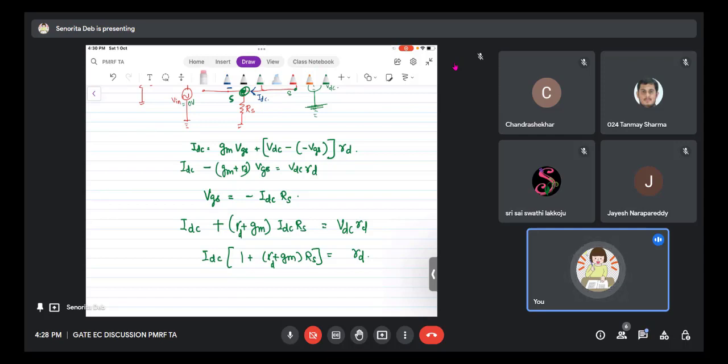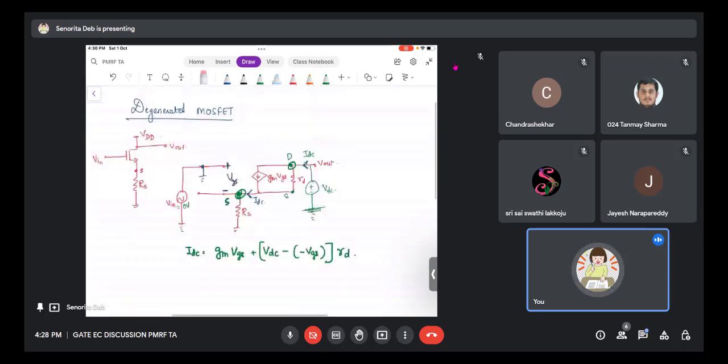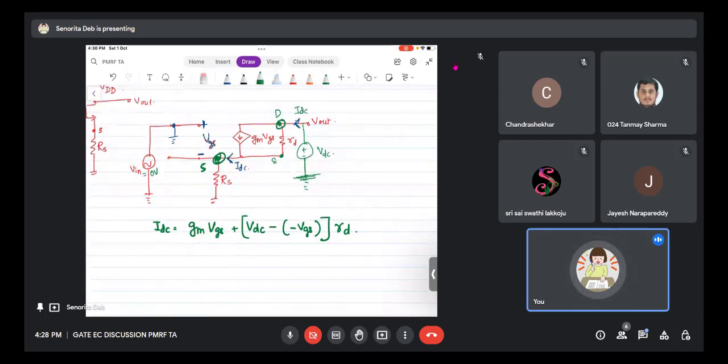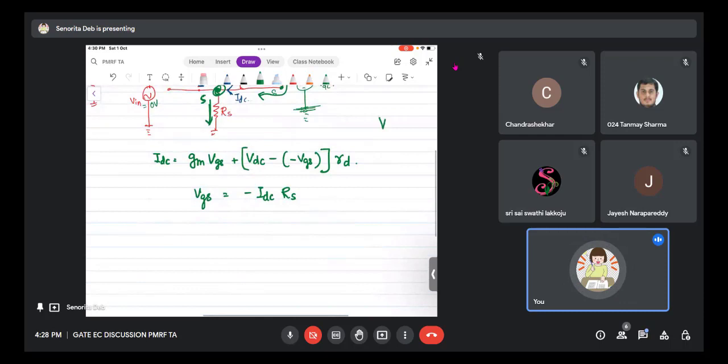Let me just solve it once again from here. One KCL I have put in D. When I put the KCL in D, I get IDC equals GM VGS plus VDC minus of minus VGS into RD. This current. Now the other equation will be this one, right? VGS equals minus IDC RS. I want VDC by IDC, right? So if I solve it now, what will I get?